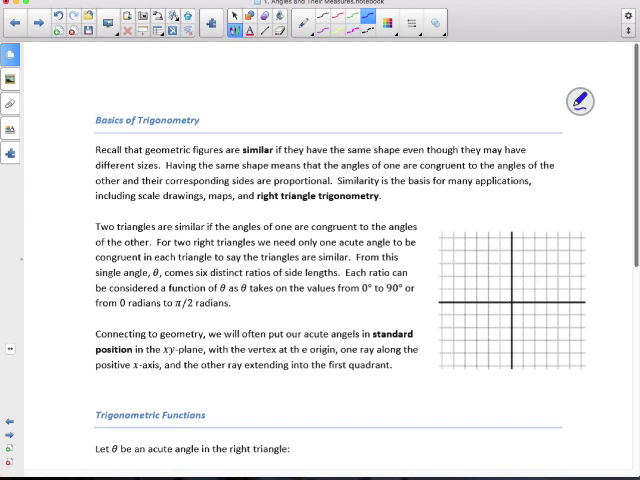So we really need to know this one angle theta, and that lets us figure out everything we need to know. And theta, for now, will be measured in terms of 0 degrees to 90 degrees, or 0 radians to pi over 2 radians. Because it's in a right triangle, we can't have an obtuse angle. Okay? And if we connect back to geometry, the angle is really defined as two rays.